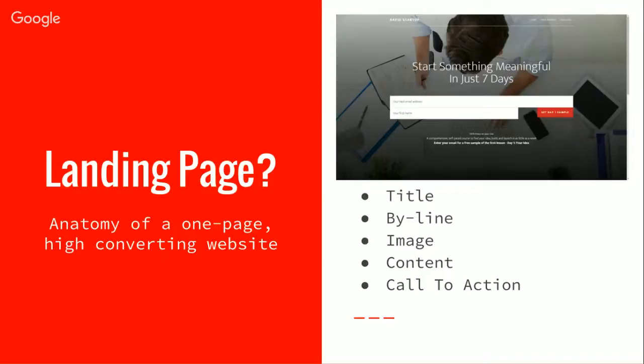A landing page has a title, a byline, obviously something captivating image-wise, some content, and the most important piece, which is a call to action. It sounds like there's a lot of things there, but if you just have a look at that page, my title is Rapid Startup. That's just the name of the website. The byline then is "Start something meaningful in 7 days." The image is, I guess, something compelling in the background. It looks like someone working away there.